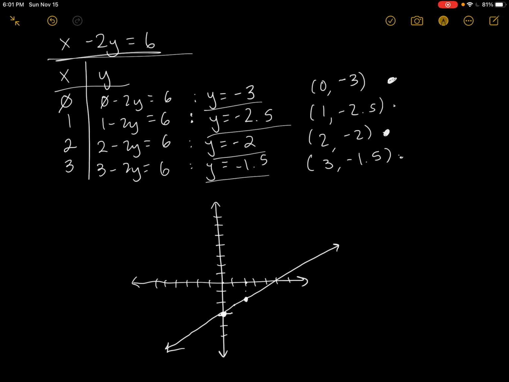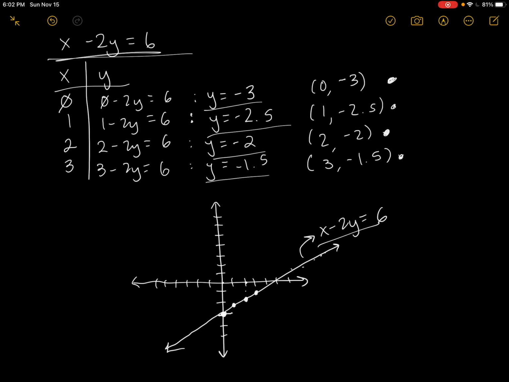1, negative 2.5 would be right there. See, that works out. 3, negative 1.5, that looks about right. So these points, even though I didn't graph them before, they still line up on my line, right? So this line represents this equation. All the points on this line, I can plug into this equation and it'll be true. One side will equal the other side.